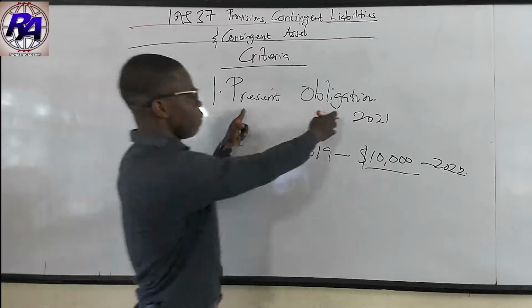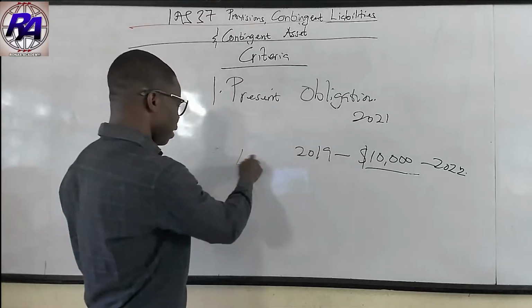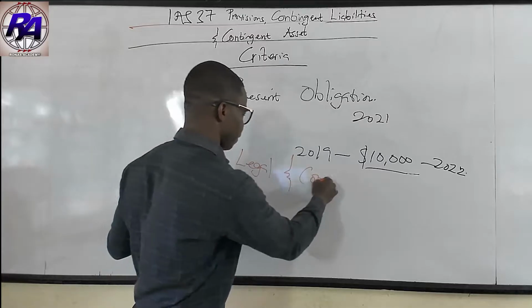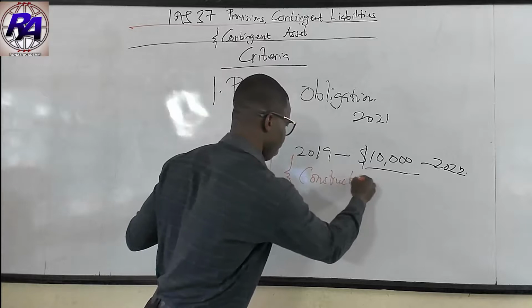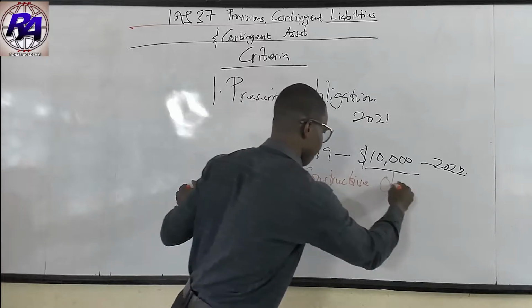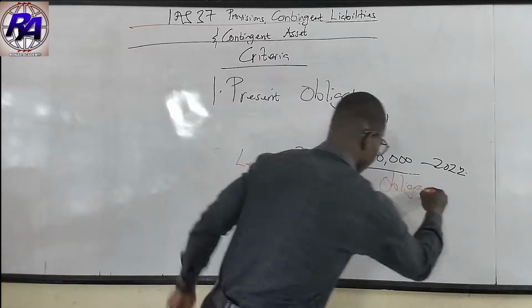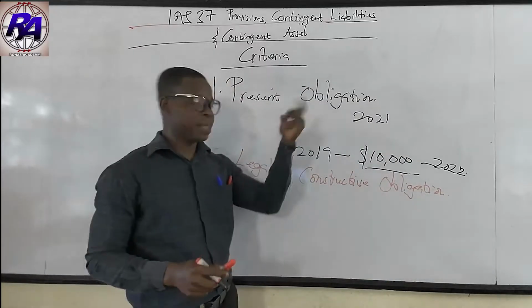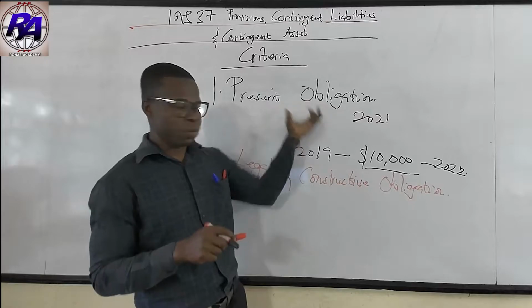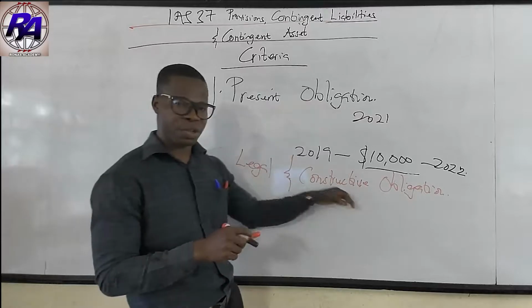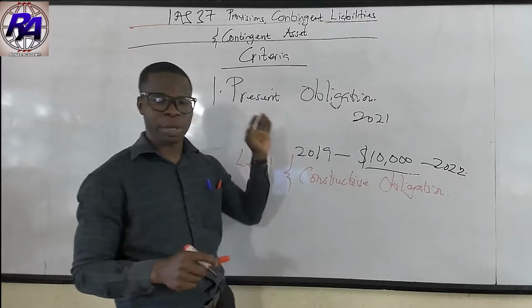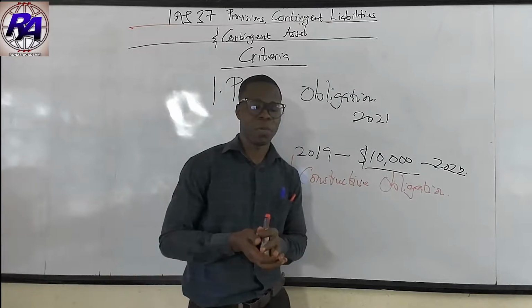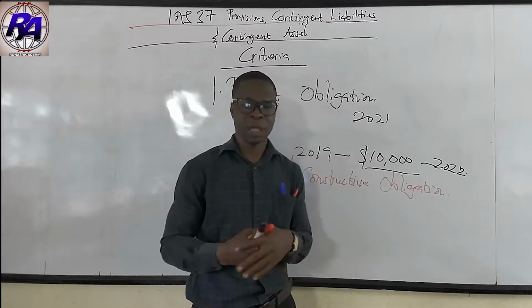So when we say obligation, we are saying that it can be legal or constructive. Remember that this must always be a present obligation. So also present legal or present constructive obligation. I have explained what present obligation is. This is as a result of past events, or past transactions the entity has already incurred.